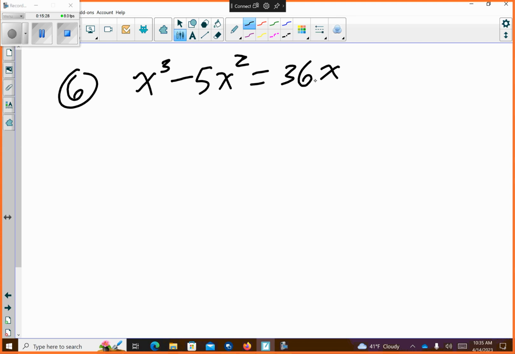Friends, what do you notice about this problem? First off, is it equal to 0? No. So we want to make it equal to 0. Agree? So what should I do to make it equal to 0? No ABCs yet. Move the 36 over. It's a positive 36, so I'm going to do the minus of 36x.